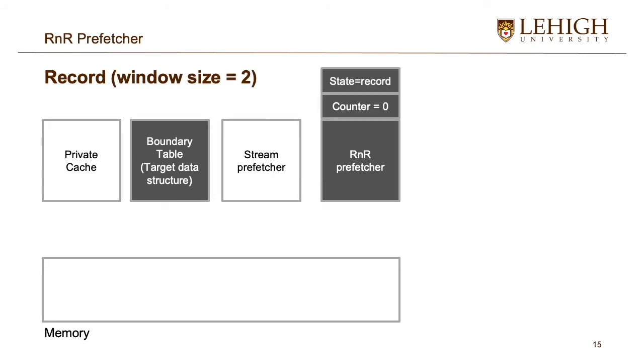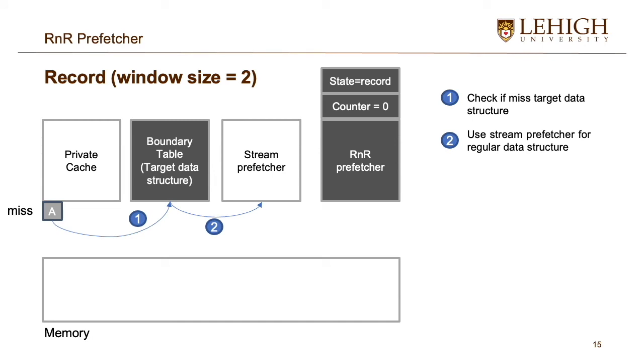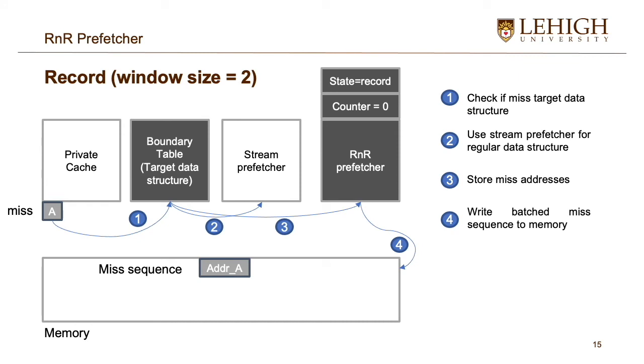The prefetcher state is set to record through the programming interface mentioned earlier. A cache miss will check whether its address is within the targeted recording range. If not in the target range, the miss address will be sent to a streaming prefetcher. If in the target range, the address will be stored in the sequence table buffer. When the sequence table buffer is full, the miss sequence will be written into the reserved memory space, dividing the memory sequence into multiple windows.